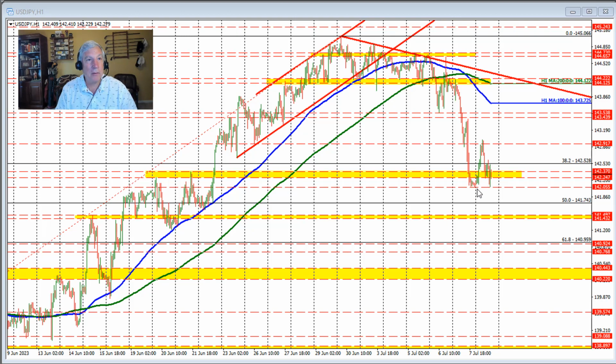But what we saw was the price move down to 142.05, and lo and behold, in trading here on the last move to the downside, the price is holding support at 142.05. Below this area right through here, the 38.2% is also in play for this currency pair.